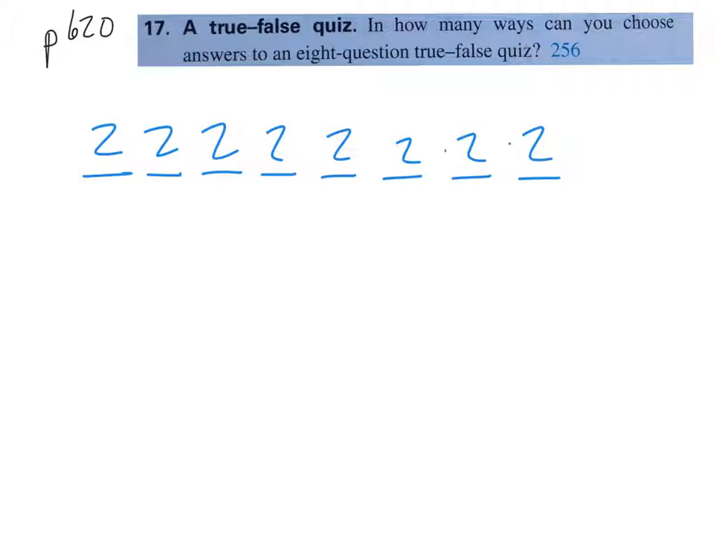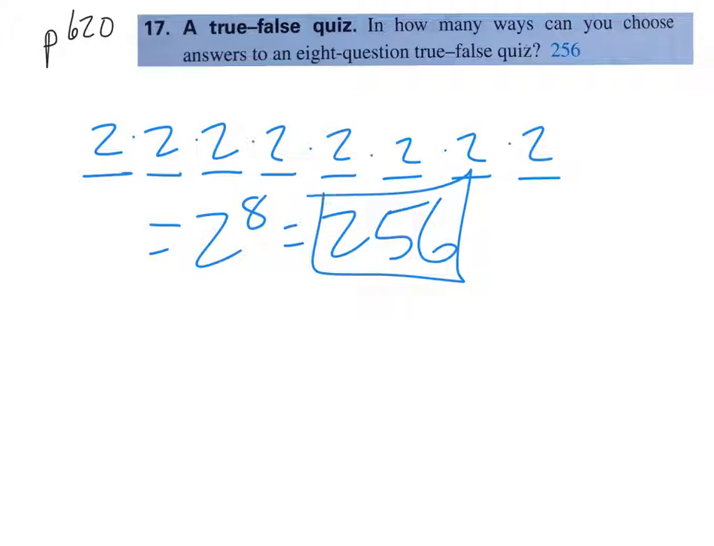1, 2, 3, 4, 5, 6, 7, 8. Right? So 8 slots representing the 8 questions. And for each question you can choose true or false, which means it has 2 options for each slot. And then if you multiply this all together, that's 2 to the 8th, which happens to be 256. 2 times 2 times 2 times 2, etc. And this is 256 ways to answer. So that's all the possible outcomes.